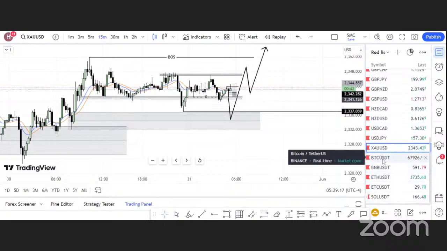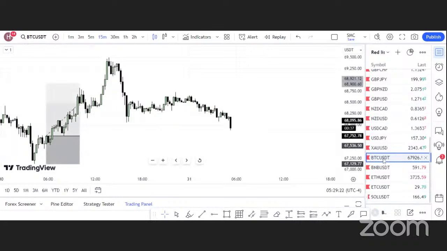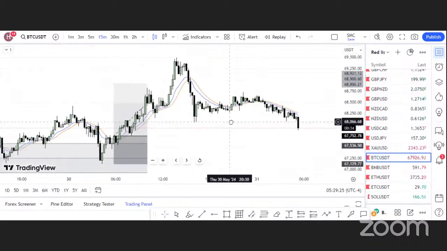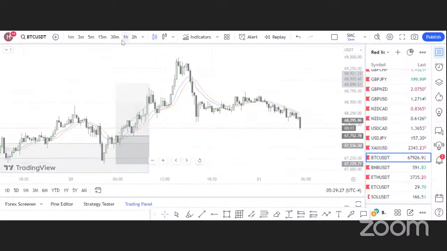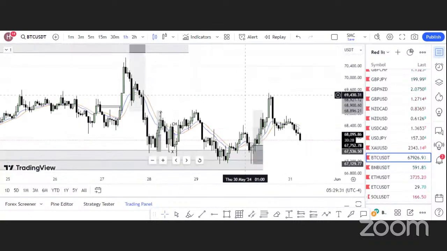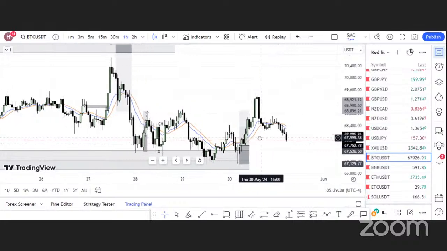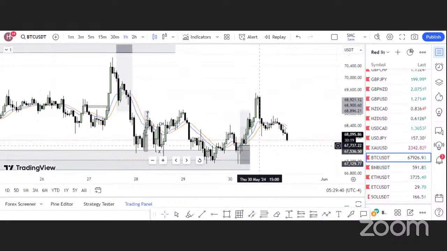All right, so next we have the BTC USDT. We have BTC USDT, and yesterday BTC rose to this level, rose to 69,000, and then today we are having a drop down. Okay, so the market is dropping.